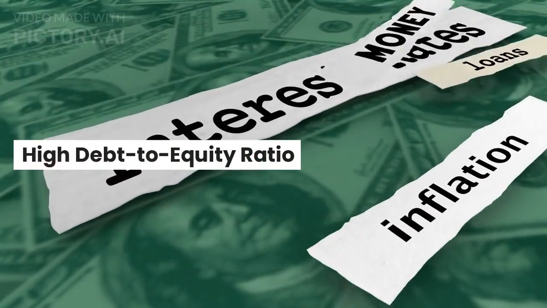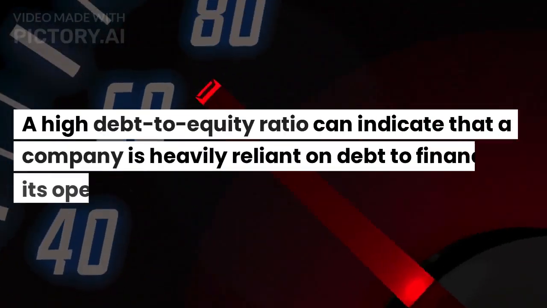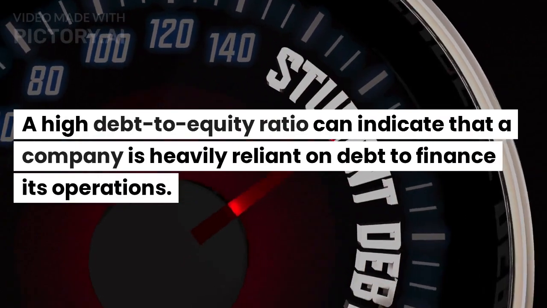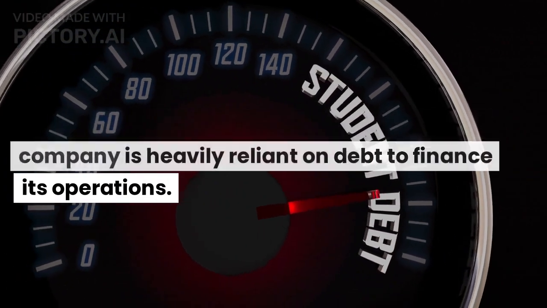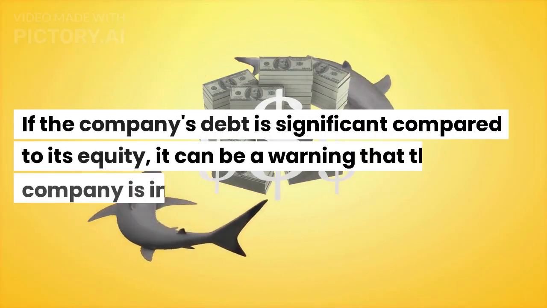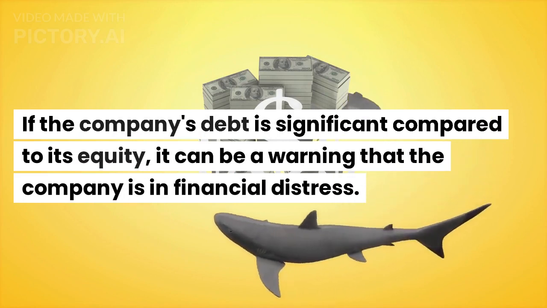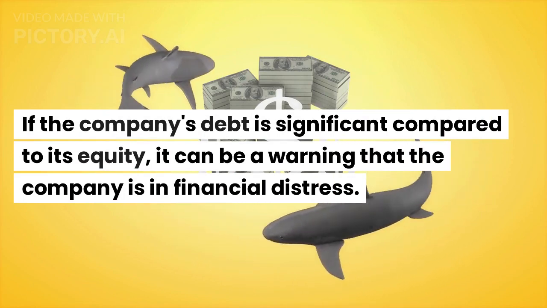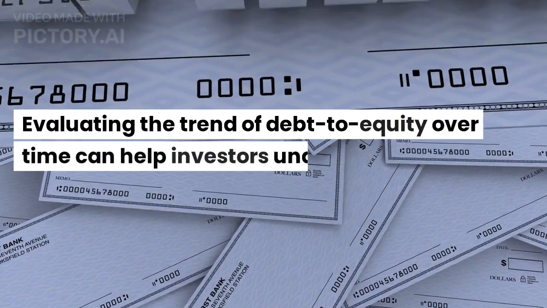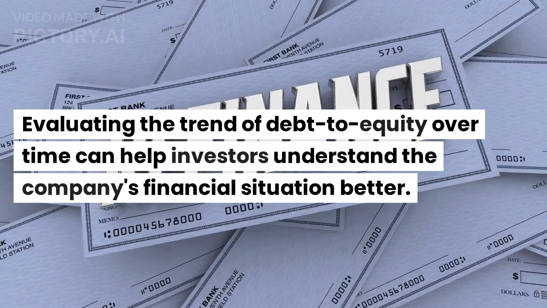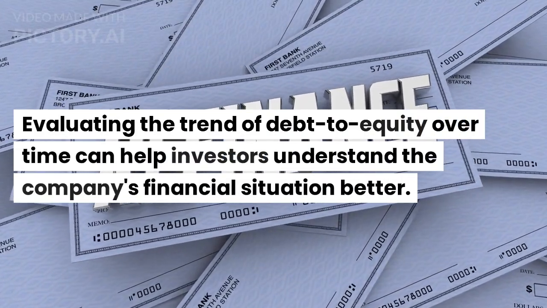High debt-to-equity ratio. A high debt-to-equity ratio can indicate that a company is heavily reliant on debt to finance its operations. If the company's debt is significant compared to its equity, it can be a warning that the company is in financial distress. Evaluating the trend of debt to equity over time can help investors understand the company's financial situation better.